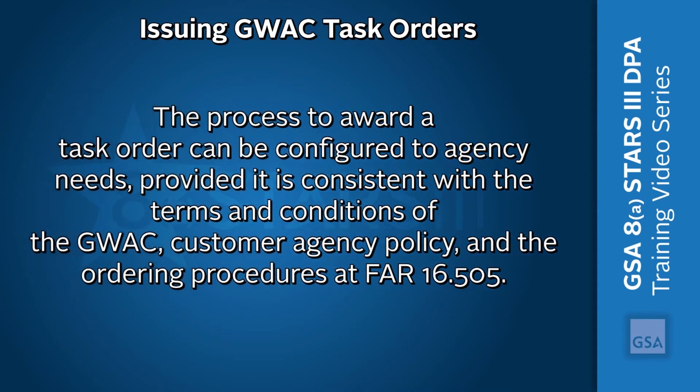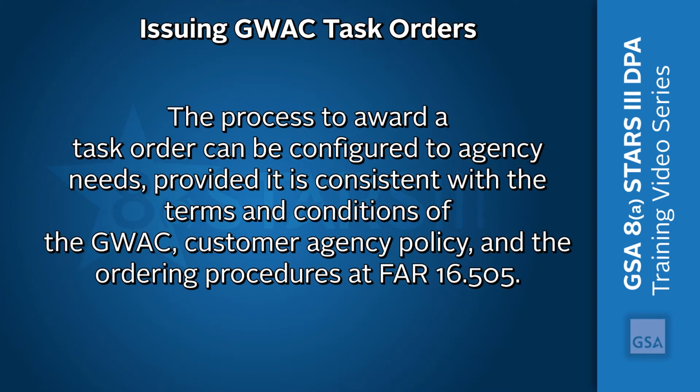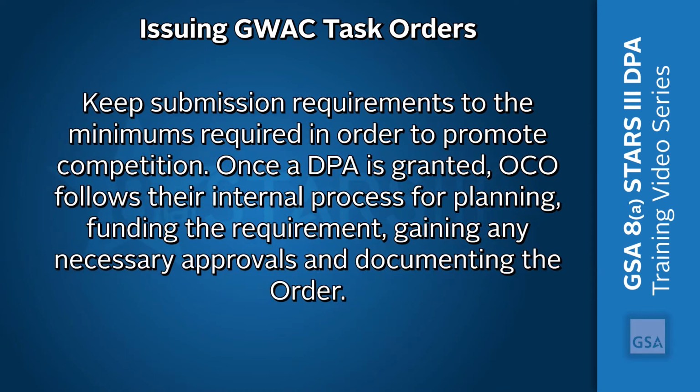The process to award a task order can be configured to agency needs, provided it is consistent with the terms and conditions of the GWAC, customer agency policy, and the ordering procedures at FAR 16.505. It's recommended that OCOs keep submission requirements to the minimums required in order to promote competition. Once a DPA is granted, the OCO follows their internal process for planning, funding the requirement, gaining any necessary approvals, and documenting the order.